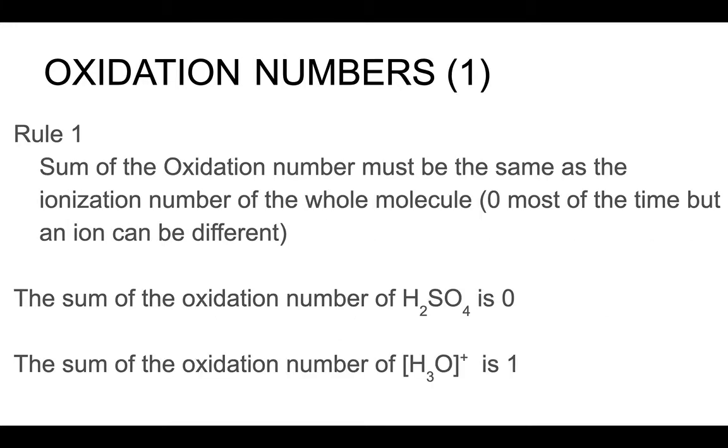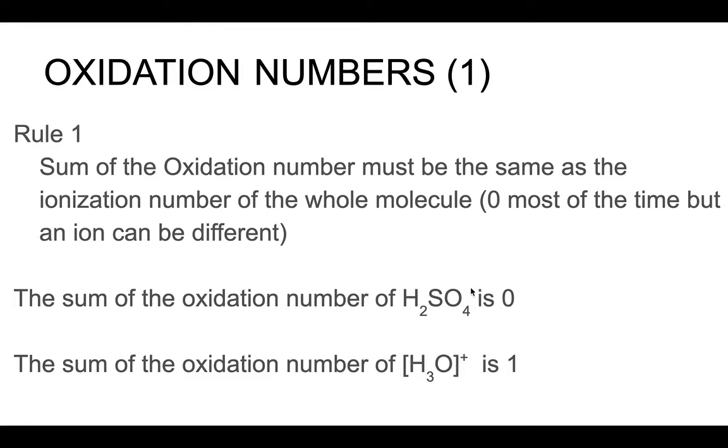Rule number 1 says the sum of the oxidation numbers must be the same as the ionization number of the whole molecule, which is typically 0, but if we've got an ion, it can be different. The ionization number on the whole molecule, that's just the charge on the molecule. So just like back in Unit 1 where we talked about building compounds, we're still looking at the overall charge here and making sure everything within it adds to that charge. Nothing new here.